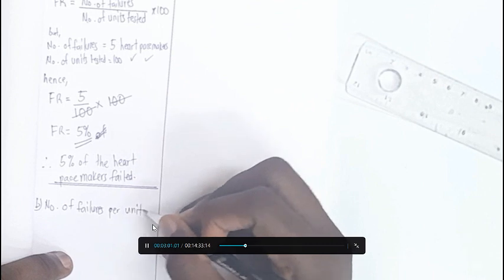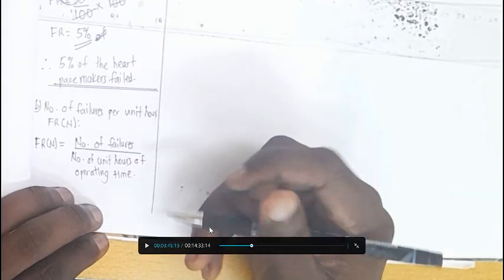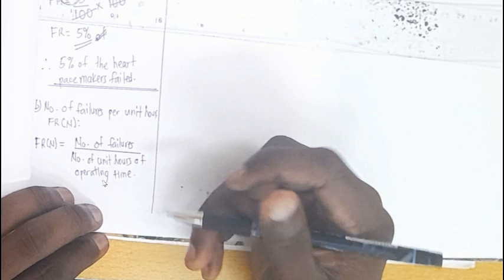Now the number of failures per unit hour is denoted by FR of N, right? And that formula is the number of failures over the number of unit hours of operating time. The number of unit hours of operating time is not quite straightforward, because the operating time is different from the testing time. The testing time is how long the units were tested, but the operating time is the total of how long all the units were functioning. So we have to find out how long the failures lasted and subtract that from the total testing time to get our number of unit hours of operating time.